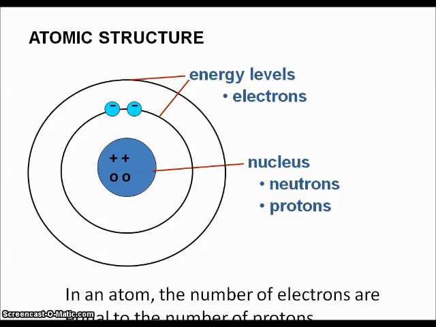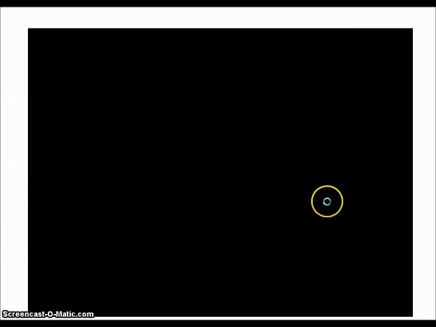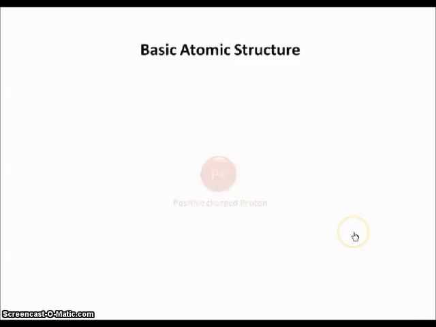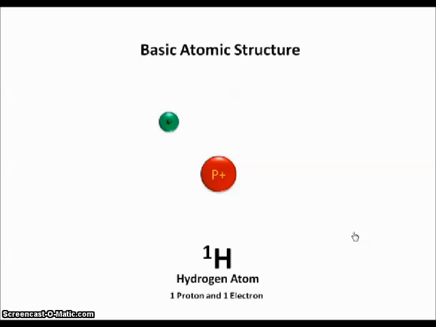If I have 10 protons in the nucleus, I'm going to have 10 electrons circling around the outside. They're equal. Okay, let's move on. Here's just an illustration of the basic atomic structure. There's our nucleus with a positively charged proton. So we have 1 negatively charged electron circling around the nucleus. I wanted you to understand the concept of these electrons are actually moving around the nucleus.